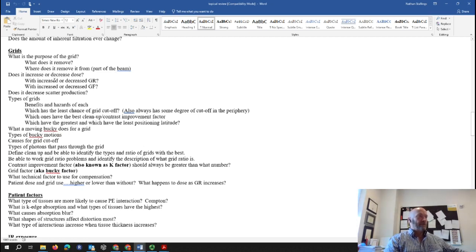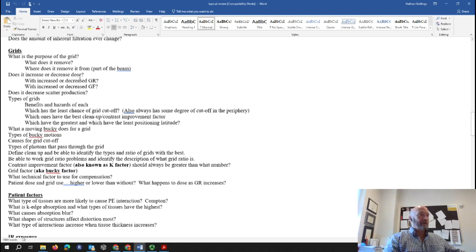Use of a grid is going to increase patient dose dramatically. Remember, our grid factor, our Bucky factor, is going to be, depending on your grid ratio, anywhere from 2 for very low ratio grids, 2 times the mass, all the way up to 6 times the mass for very high ratio grids. So just the presence of the grid doesn't necessarily increase the dose, but what we have to do is increase mass to compensate for the grid use, and that's what increases the dose.